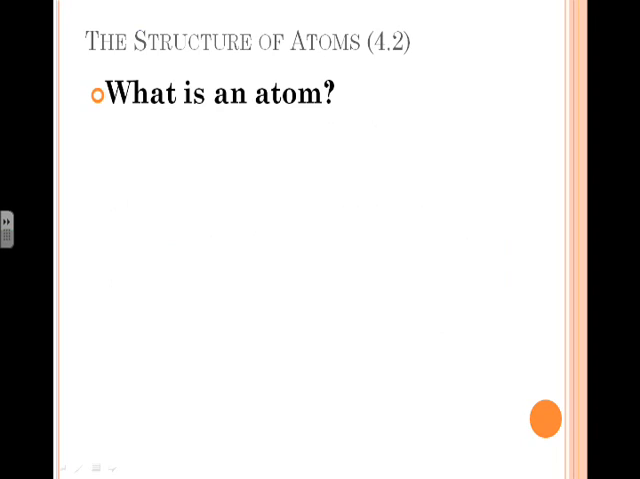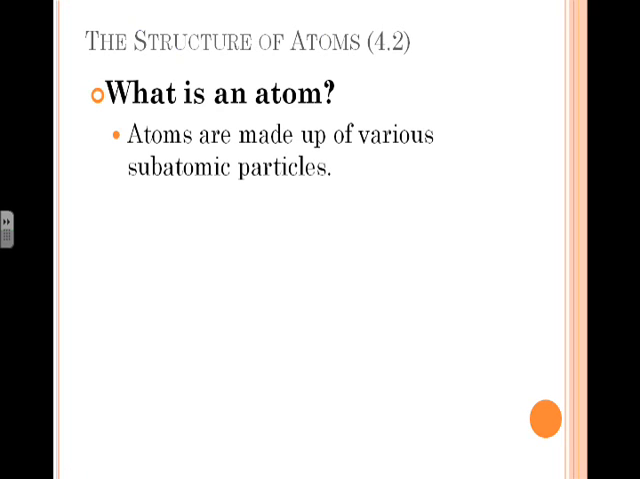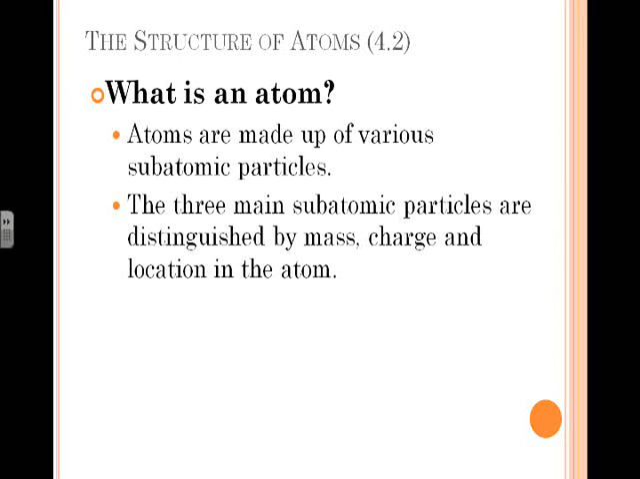Now let's go ahead and look at what an atom is. Atoms are made up of various subatomic particles. So you have the atom, which is a tiny tiny thing in itself. Then you've got even more tiny things that make up those atoms. The three main subatomic particles are distinguished by mass, charge, and location. And all that means is they have different masses, different charges, different locations.